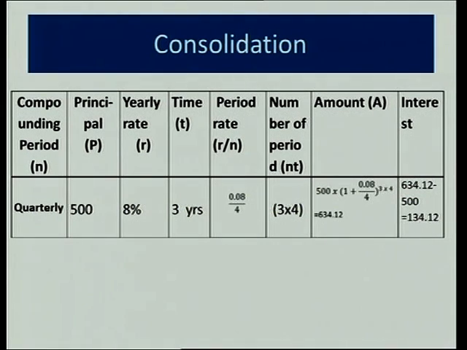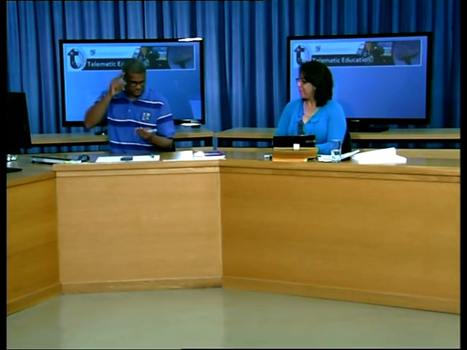Now, quarterly. Learners must know how many conversion periods there are in a year when it's quarterly. So, let's count quickly. There's 1 quarter. Now remember, 1 quarter is 3 months, so it's going to be 3 months, 6 months, 9 months, 12 months, so there is 4.